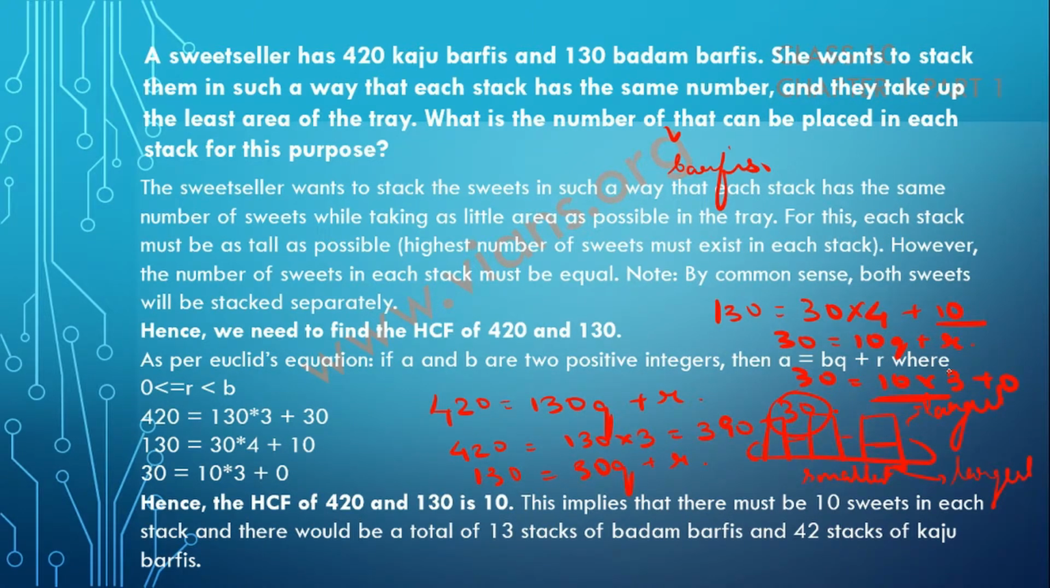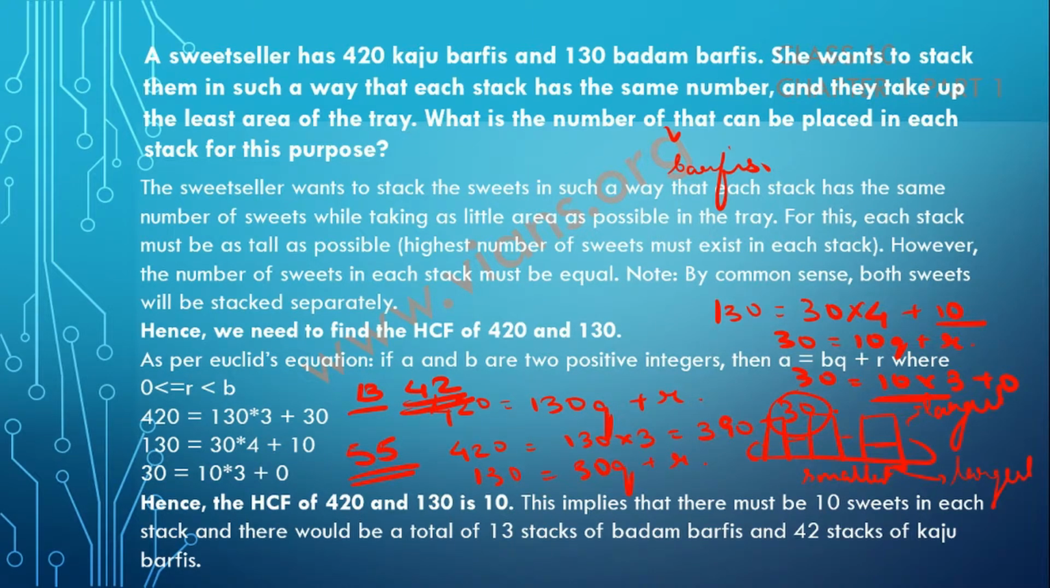There must be 10 sweets in each stack. So that's your HCF. So you're going to have 10 sweets in each stack. So you're going to have 13 stacks of badam barfi and 42 stacks of kaju barfi. That's going to make a total of 55 stacks with 10 pieces each. So that's going to be the solution to this particular problem.